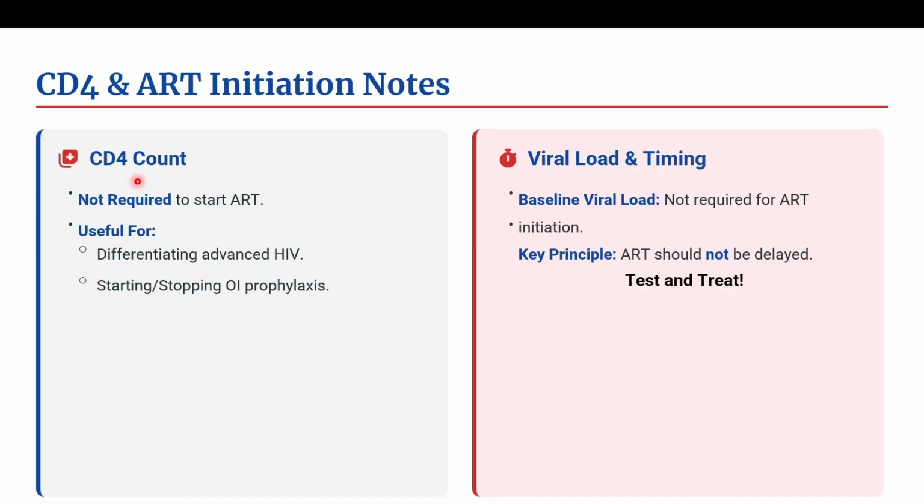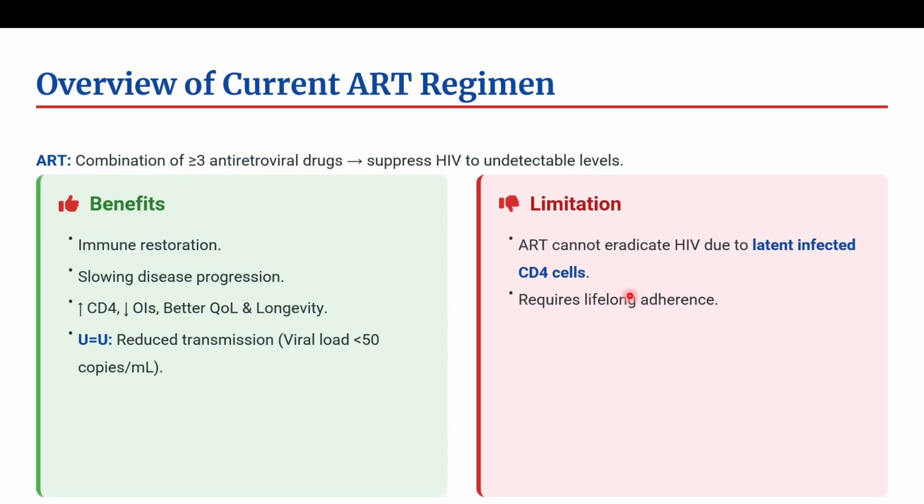So CD4 count, when does it matter? It matters only for starting or stopping opportunistic infection prophylaxis, and it is also useful for identifying advanced HIV. It is not useful to decide when to start antiretroviral therapy. Baseline viral load is not required for antiretroviral therapy initiation. The key principle is that antiretroviral therapy should not be delayed. Now it is test and treat. That means all test-positive patients need treatment.